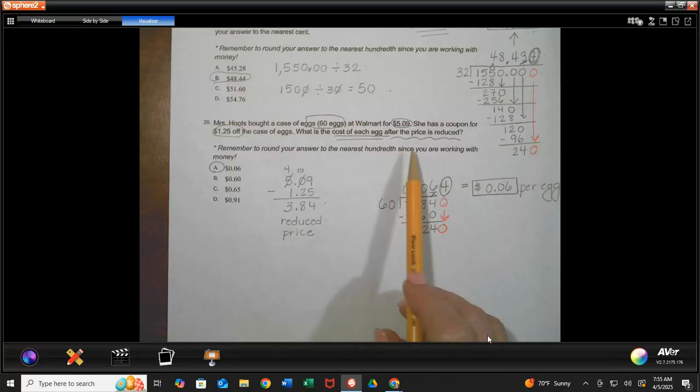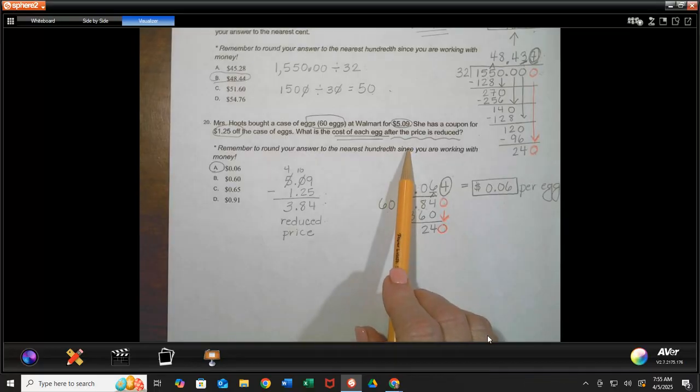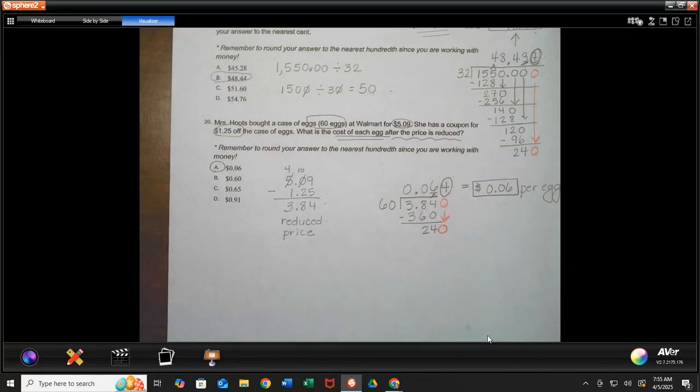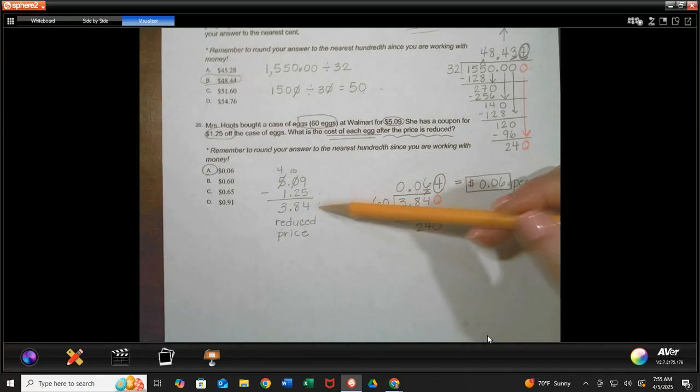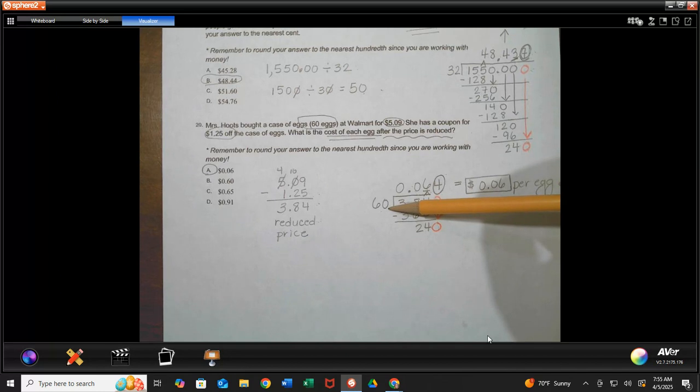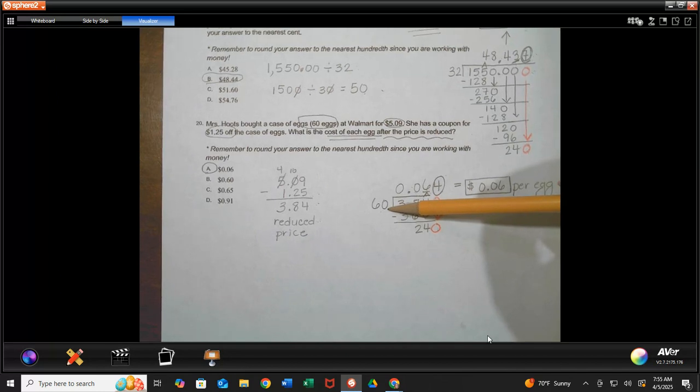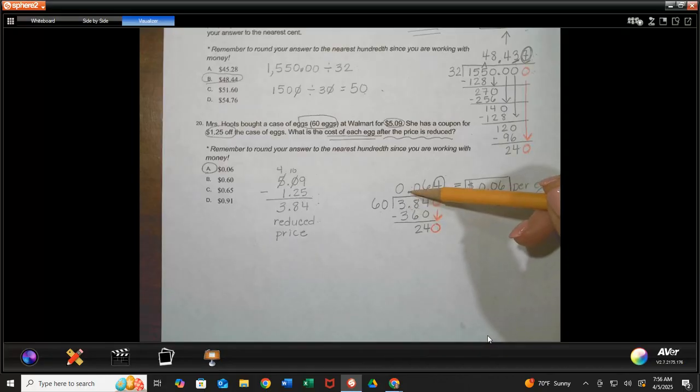So guys, that's your stereotypical division problem. You're looking for that small unit rate. You know the total cost is $3.84. You know you're splitting it between 60 eggs to get the unit price. So I pop up the decimal point because it is only in my dividend.